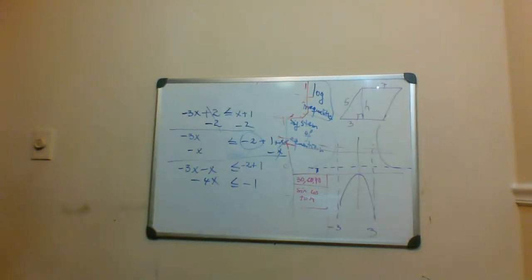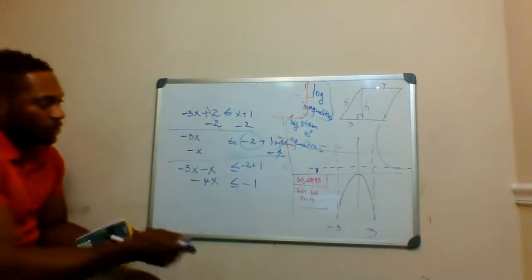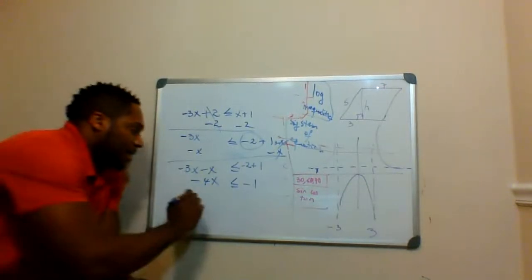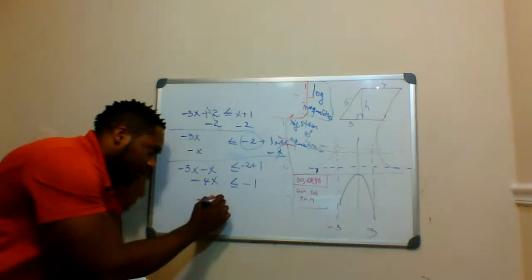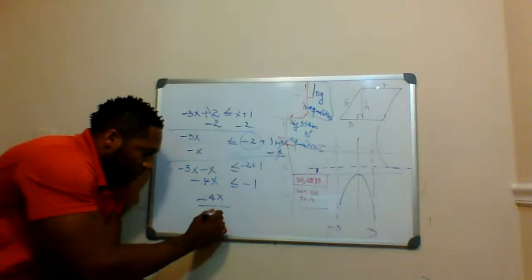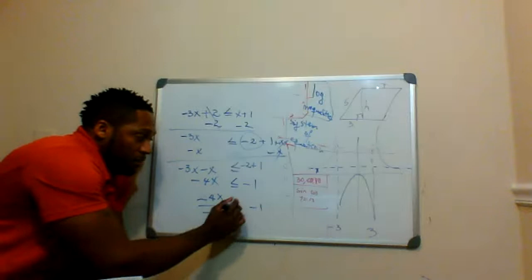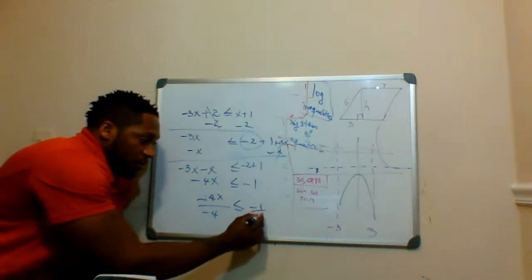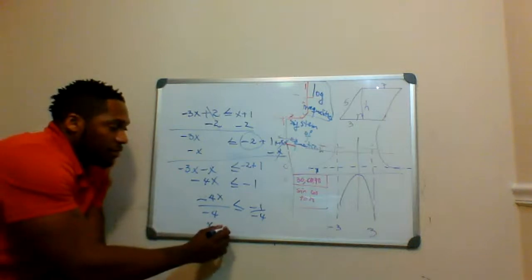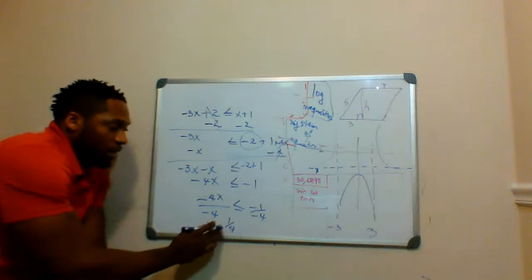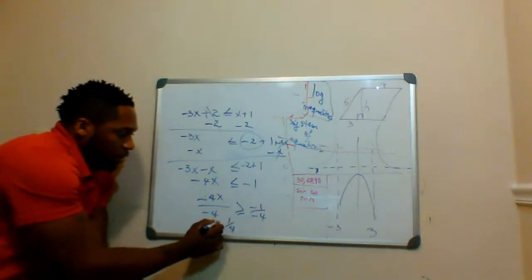All right, so the value of x is negative 4. So you divide both sides by negative 4. Here's what's tricky: when you divide by a negative number, you have to flip the sign this way. So x is equal to 1 over 4. Not equal to, greater than. I started with less than. Greater than 1 over 4.